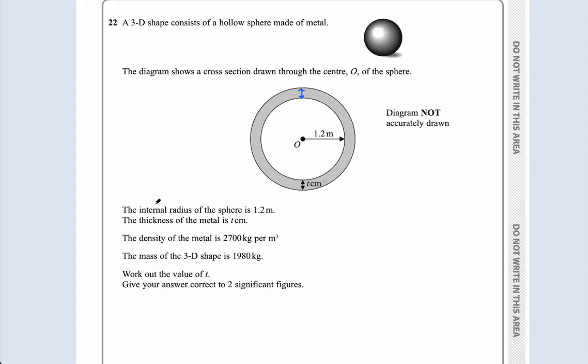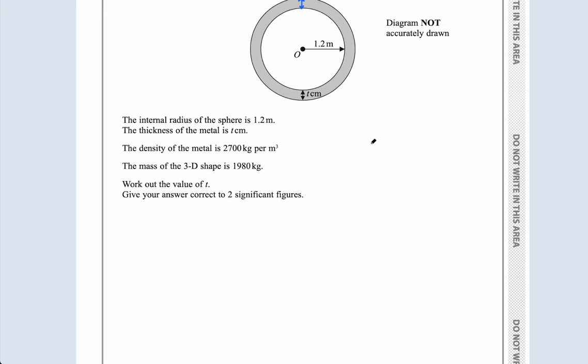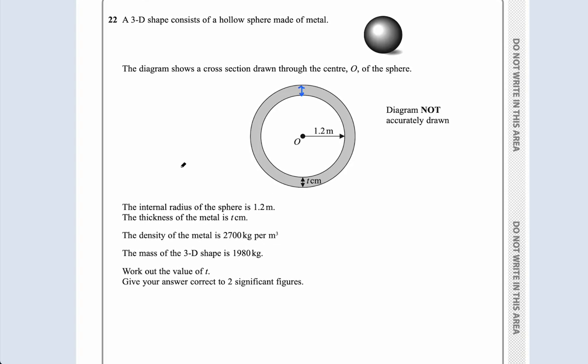So it says the internal radius of the sphere is 1.2. The thickness of the metal is t. The density of the metal is 2,700 kilograms per meter cubed. The mass of the 3D shape is 1,980 kilograms. Okay, the first thing I'm going to do, and I'm going to write up here, guys, just so you can see what's happening. You would normally write down here.